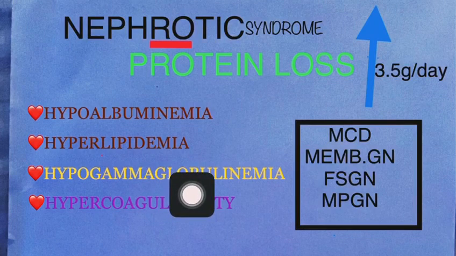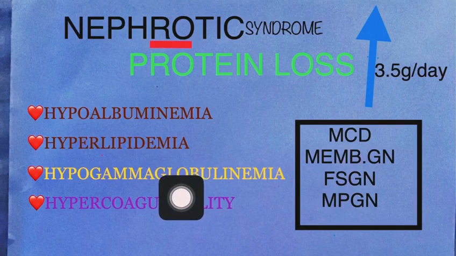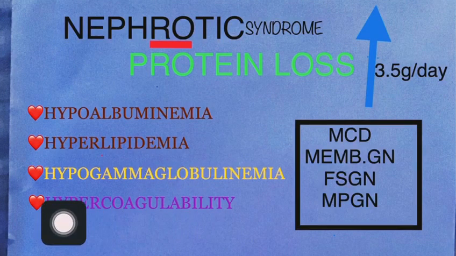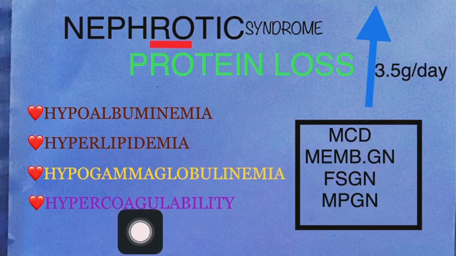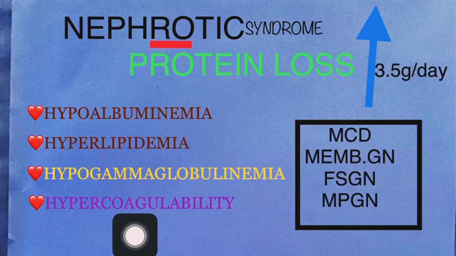And there will be hypogammaglobulinemia as well. Gamma globulin is also a plasma protein which is going to be lost in this syndrome through your urine, so there will be hypogammaglobulinemia. And the last feature is hypercoagulability. Hypercoagulability will be there because you are going to lose your antithrombin through your urine, so there will be more thrombin inside your blood, and it will be responsible for thrombosis, and this will be responsible for hypercoagulability.